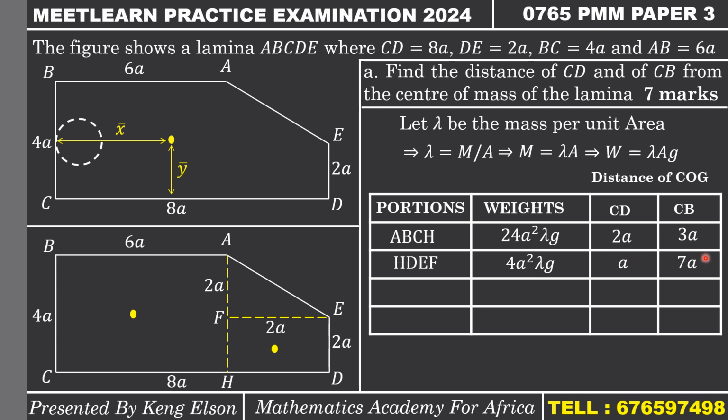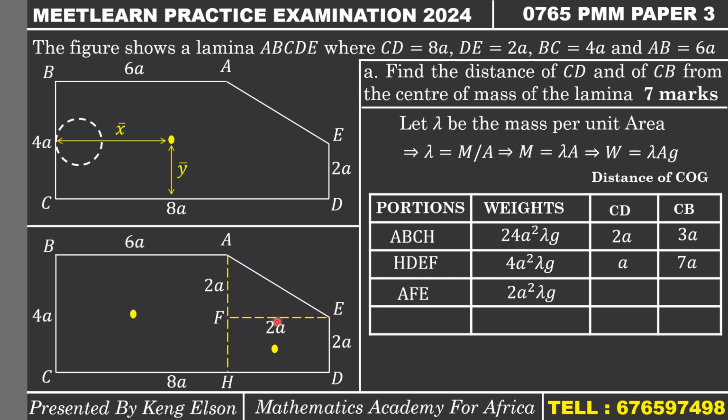We indicate that in the table. Now the next portion is our triangle, which is AFE. It is a right angle triangle, so it has no center. It rather has what we call a circumcenter or an orthocenter. Its weight is half base times height, then lambda g, because the area is half base times height.